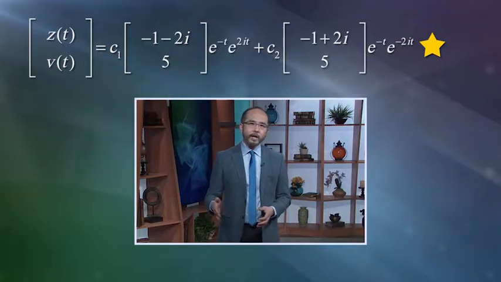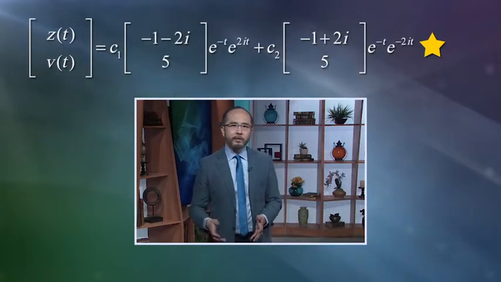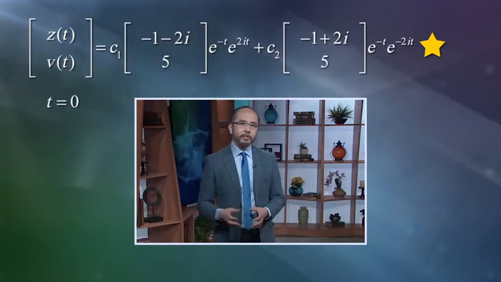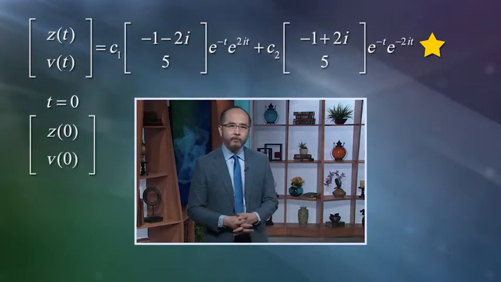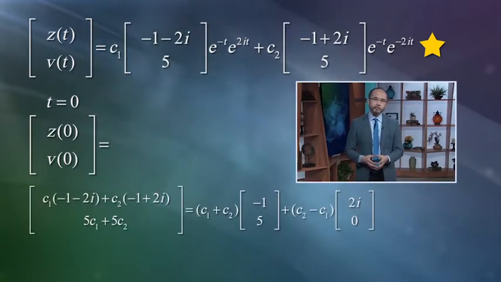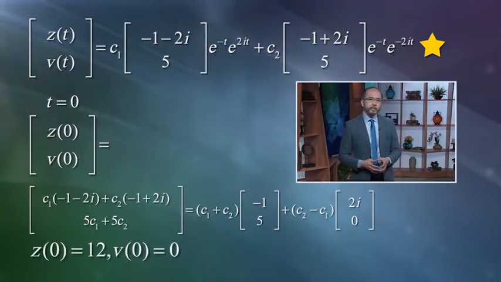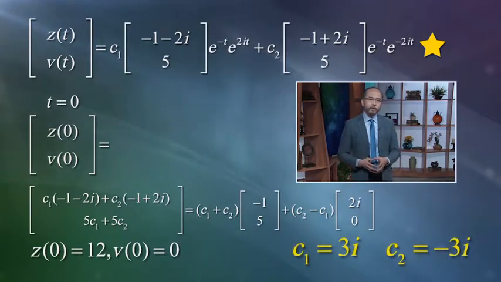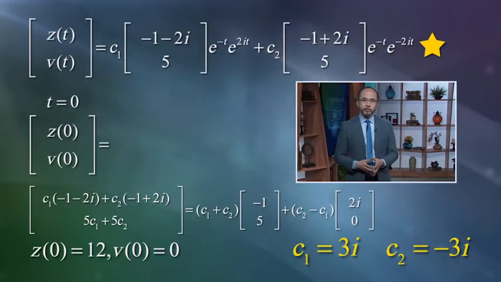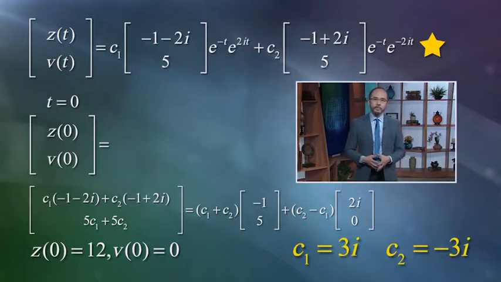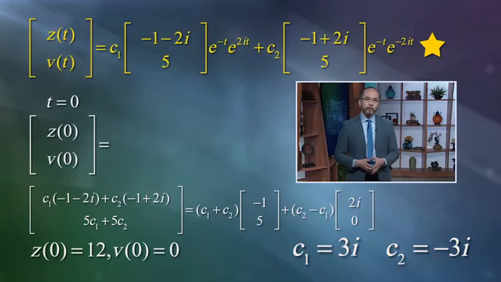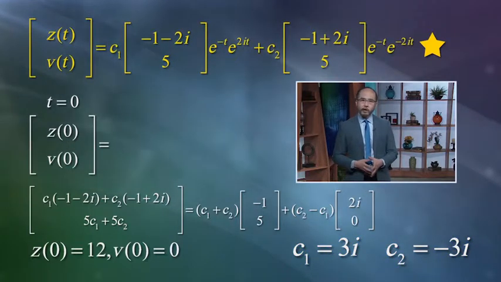If you just plow ahead and try to plug these things in the general solution, you'll get this expression, which we mark with a star so we can refer to it later. At time t equals 0, this solution becomes the vector (z of 0, v of 0), which equals this expression. If you use our initial conditions and set z of 0 equals 12 and v of 0 equals 0 and solve, you will find the constants c1 and c2 to be complex numbers as well: c1 equals 3i and c2 equals minus 3i. We'll use those constants in the equation star.